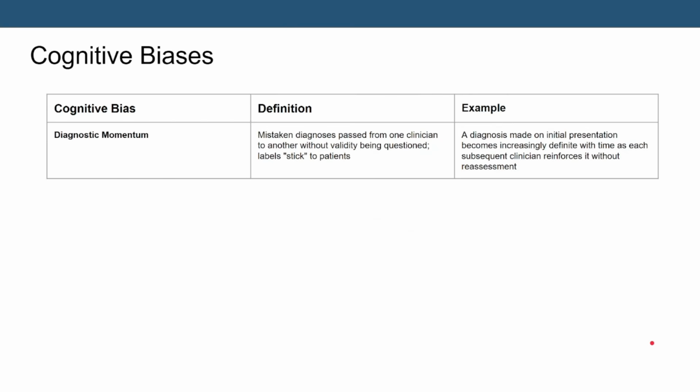One last cognitive bias is diagnostic momentum. Mistaken diagnoses are passed from one clinician to another without validity being questioned, so the label sticks to patients. An example would be a diagnosis made on initial presentation that becomes increasingly definite with time as each subsequent clinician reinforces it without reassessment.